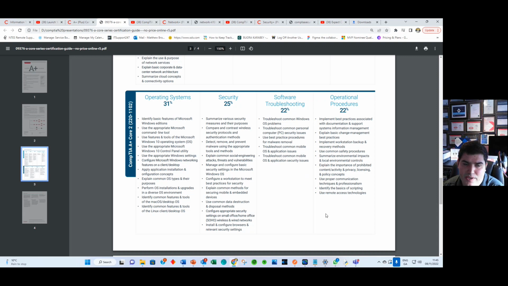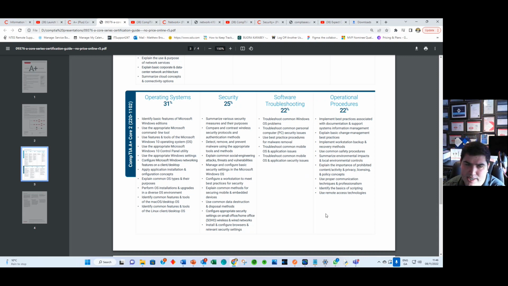In operating systems, we also have Mac OS covered here. So you're going to need to understand the Mac OS, the desktop OS. You're going to need to identify the common features and tools of the Linux operating system. So your Kali, your Ubuntu, all that kind of stuff.